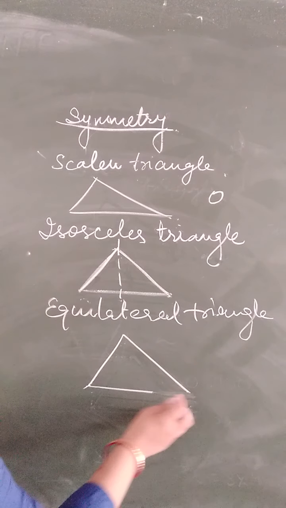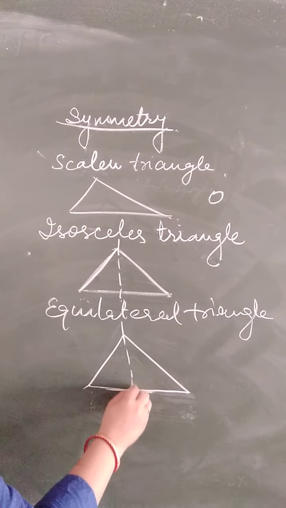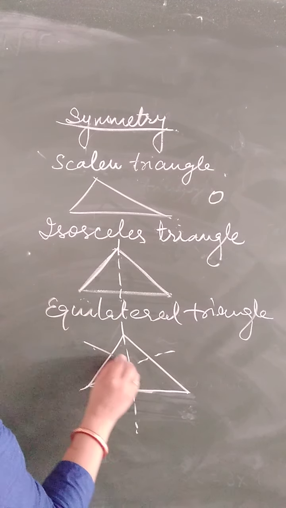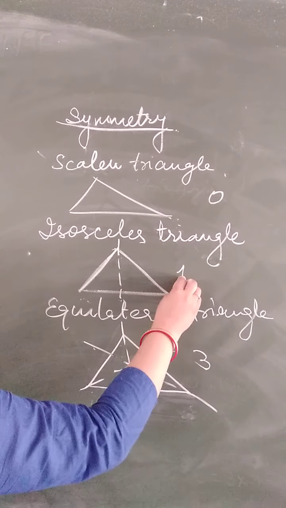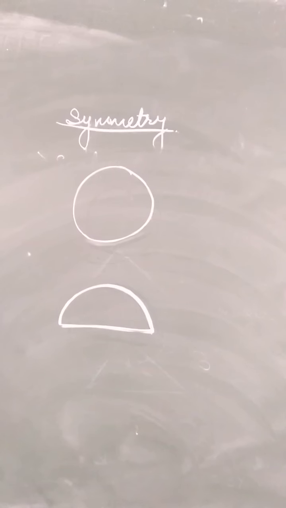And an equilateral triangle has 3 lines of symmetry. Like this. Equilateral triangle has 3 lines of symmetry, isosceles triangle has 1 line of symmetry, and a scalene triangle has no line of symmetry.